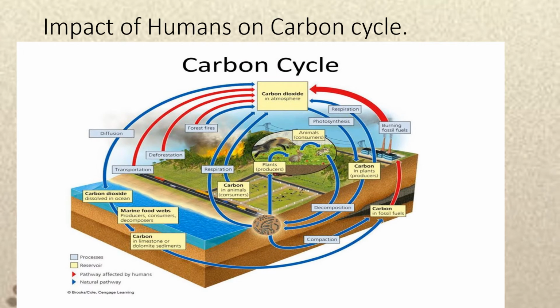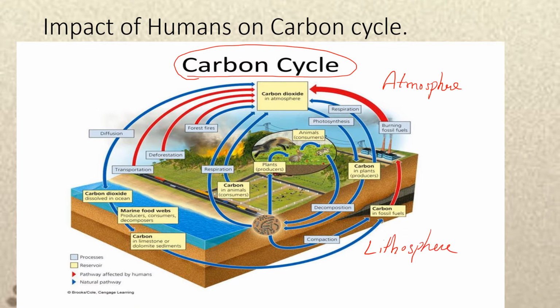So let us talk about the impact of humans on the carbon cycle. Carbon moves in a cyclic manner on our Earth. It involves the atmosphere, lithosphere and hydrosphere. Here you can see the atmosphere, here is the lithosphere, and here the hydrosphere is being shown. So it involves water, land and air.